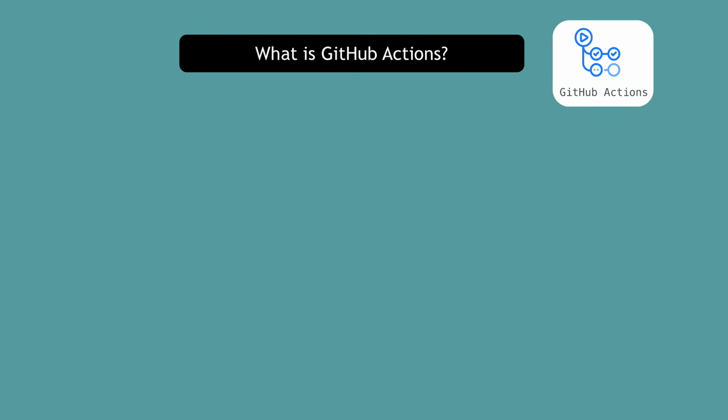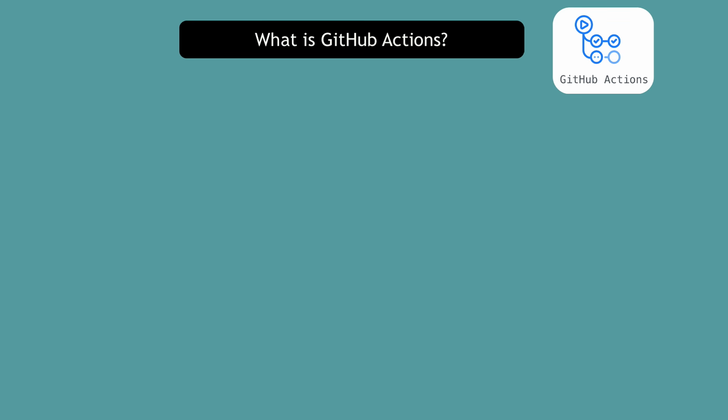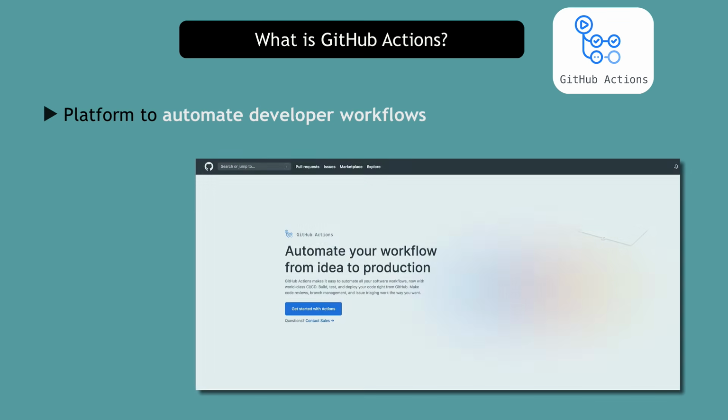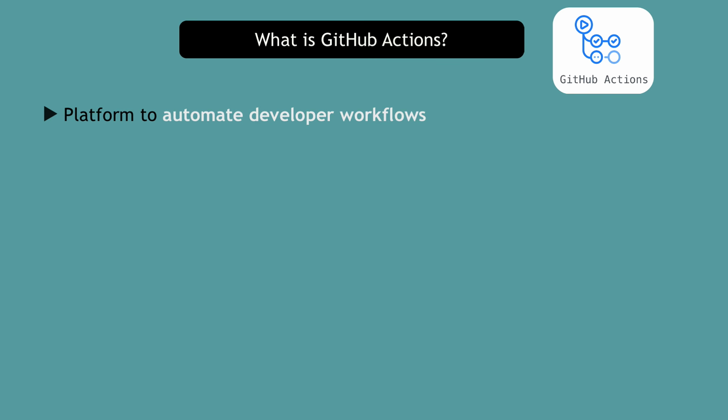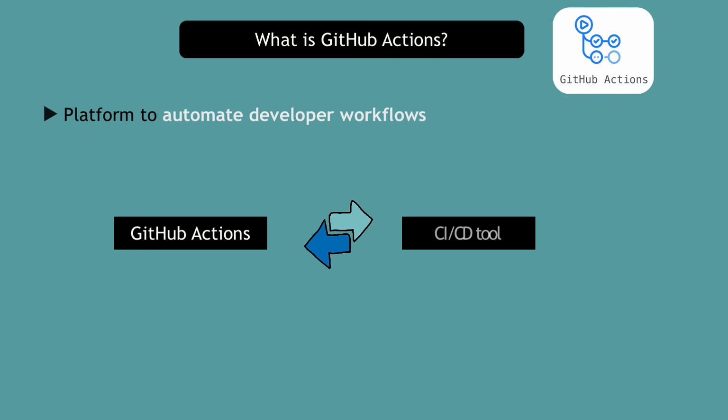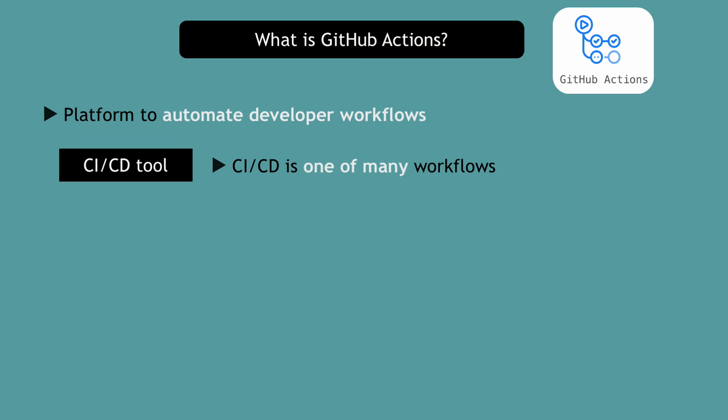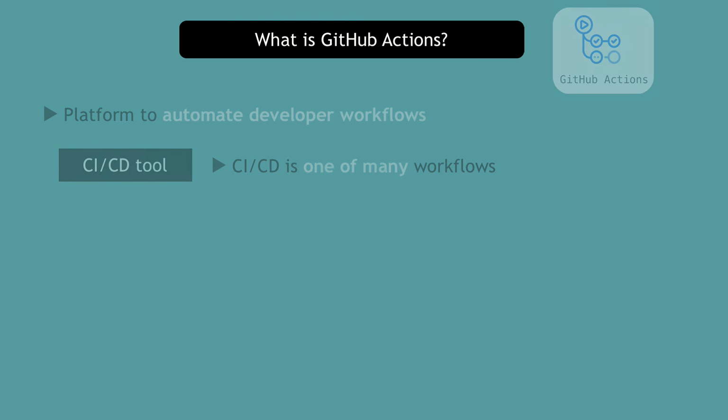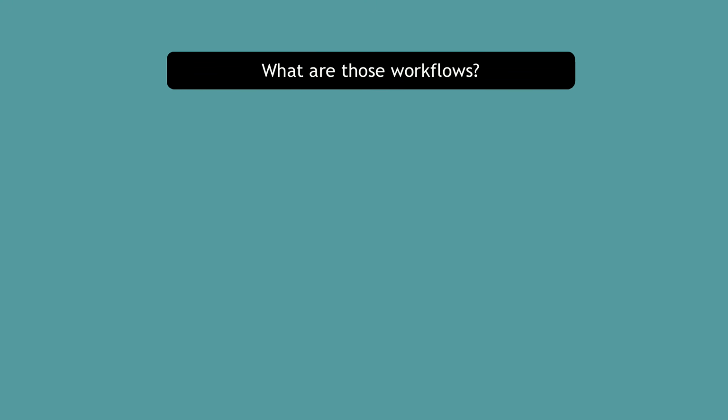So what is GitHub Actions? GitHub Actions is a platform to automate developer workflows, so software development workflows. Many of the tutorials that I've seen seem to convey that GitHub Actions is a CI/CD platform, but as I said, it's for automating developer workflows, and CI/CD pipeline is just one of the many workflows that you can automate with GitHub Actions. So now we need to understand what are those developer workflows.